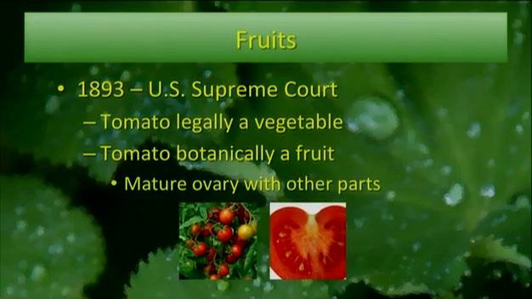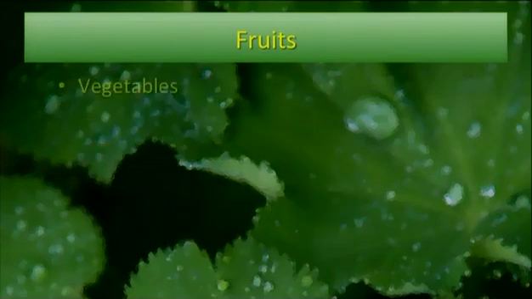It's a mature ovary with other parts, especially seeds, like as you can see in this sectioned tomato. That's what a fruit is: a mature ovary with other parts, including seeds.